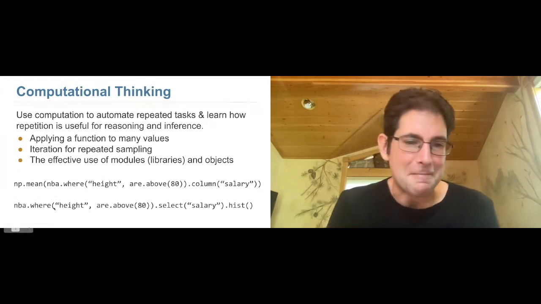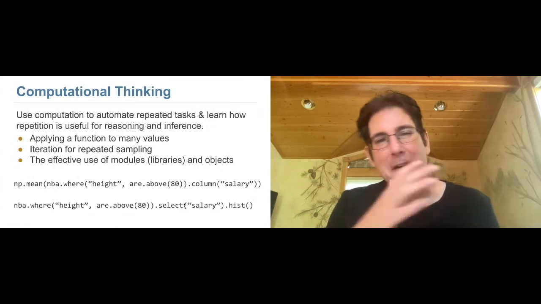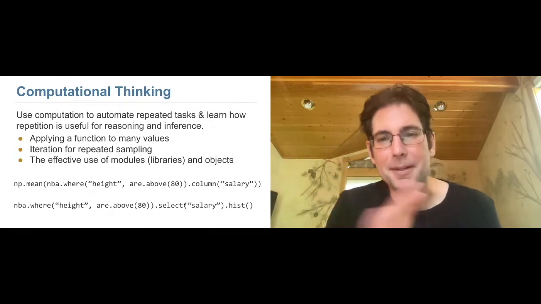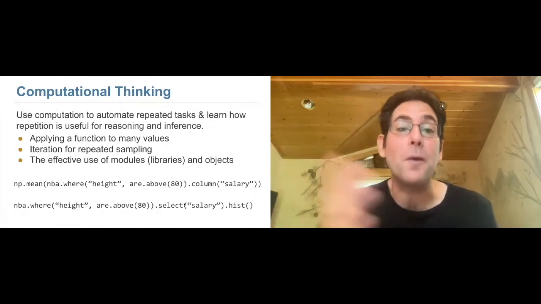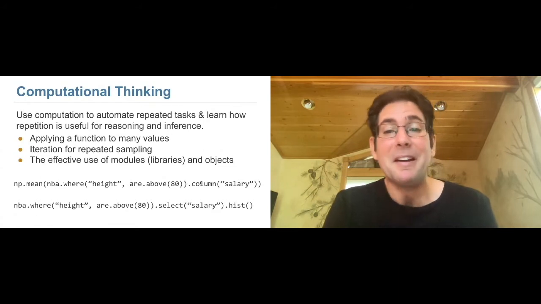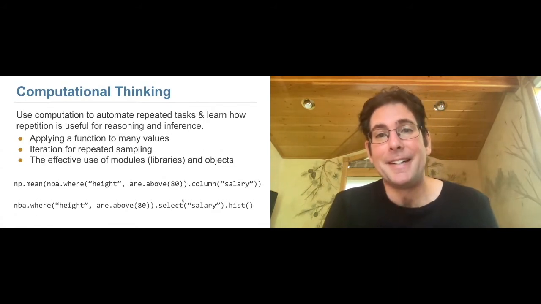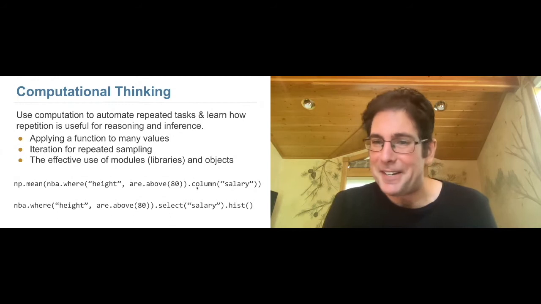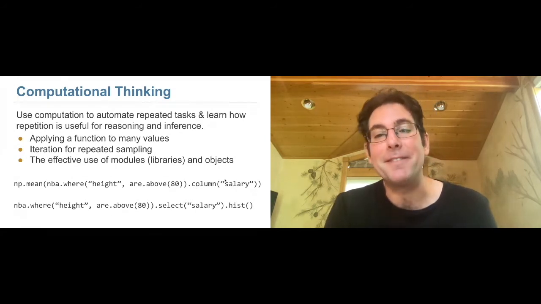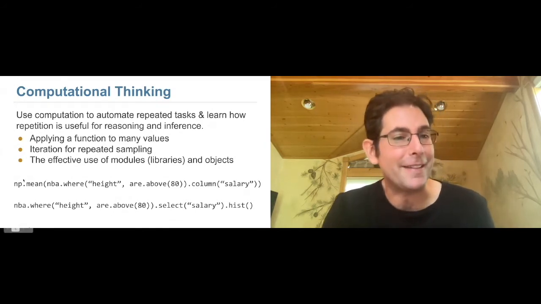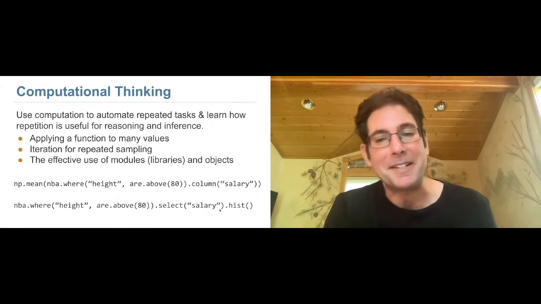So, now I'm down in the weeds, which happens sometimes, but I just wanted to show that students do have to be aware that there might be two different methods that take the same arguments, but they return different types of values. So this one returns an array that you can take the mean of, and this one returns another table that you can draw a histogram over.